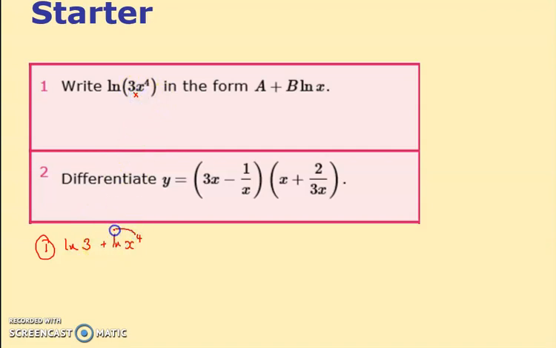And the second rule says you can move that 4 to the front. So I think this is log 3, that's the a, plus 4 log x. And obviously the b is 4. The a is log 3, the b is 4.